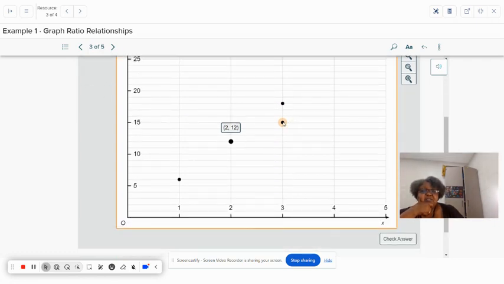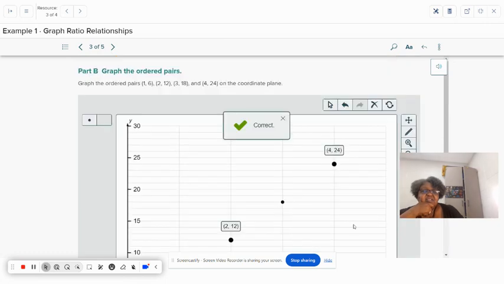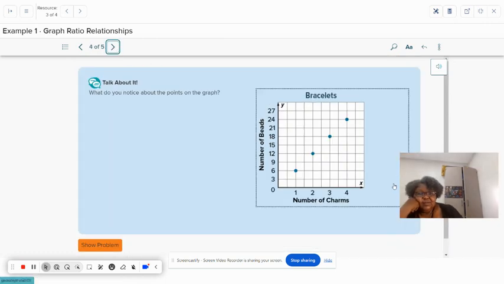So remember, we start at our origin, okay? Then we go over to 4, and then up to 24. So let's make sure we're at 4, 24. Yes, we are. And then we're going to check our answer. We are correct.